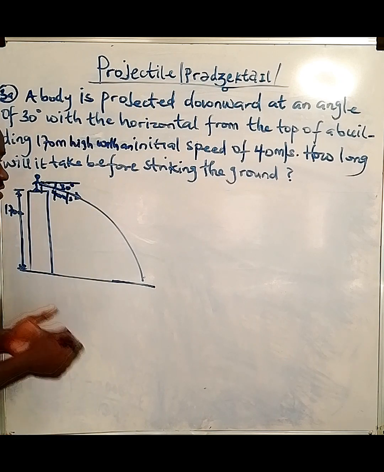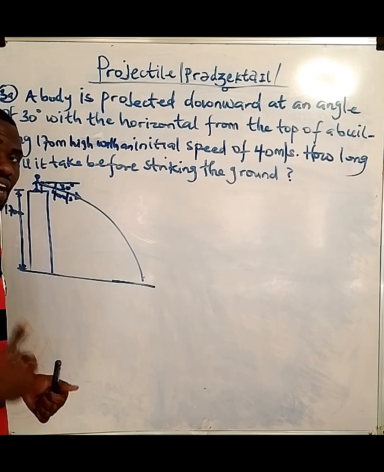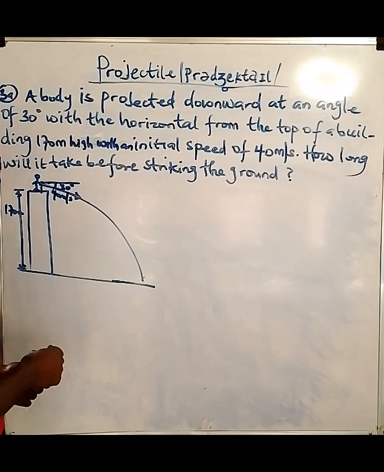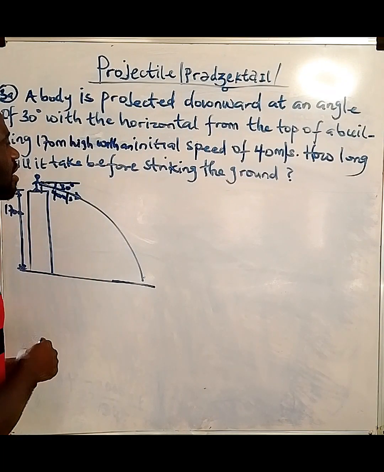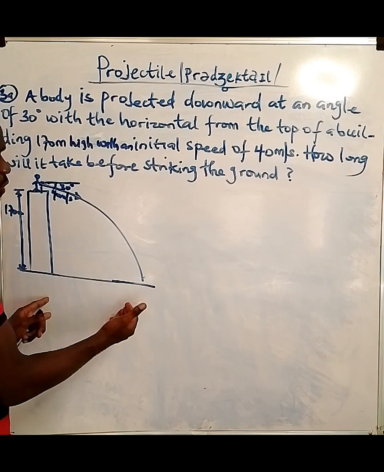So the first thing we're going to do is the same thing. We're going to look for a way to get our initial speed or velocity along the x-axis and along the y-axis. That's the first thing we have to do. So this is the height of the building, and then we're asked to get how long it's going to take the body to strike the ground. Now, this is not range. We're not talking about range here.